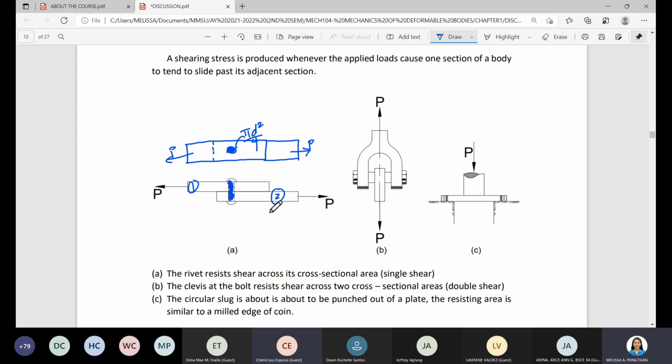Kaya single shear. Then, the illustration number 2, the clevis of the bolt resists shear across two cross-sectional areas or what we call the double shear. For example, meron tayo ditong force P. Ayan. So, ano yung mga resisting area? So, para hindi gumalaw itong ating clevis, the resisting area is yung area ng ating, for example, this is bolt and nut.